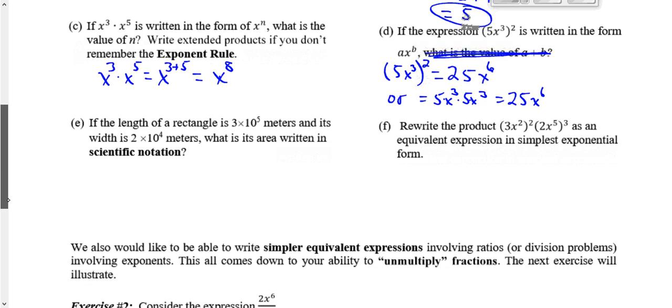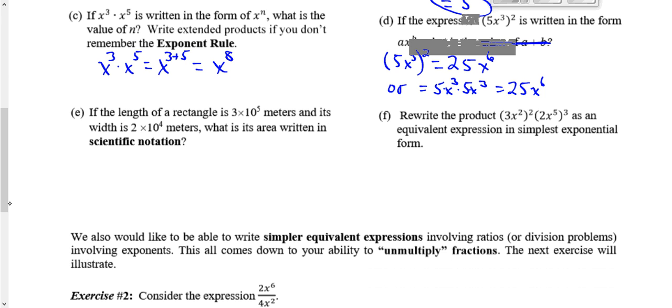All right, scientific notation. You guys have worked with this before, right? It's a way to write really giant numbers and really tiny numbers efficiently, right? Not enough room to write giant numbers and tiny numbers. Well, that's why scientists developed scientific notation. Save room. All right, so the length of a rectangle is 3 times 10 to the 5th meters, right?